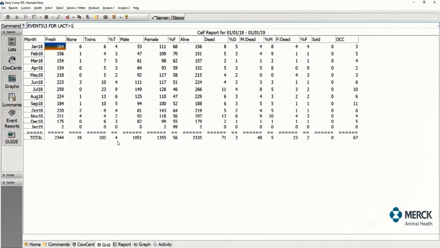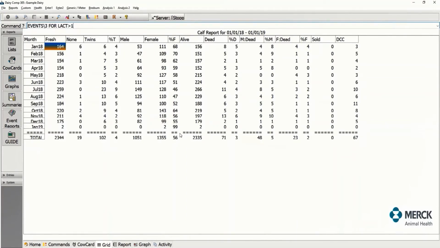Definitely we're going to have some variation across herds, but this is a way for us to understand if that data is being collected. Are we seeing a lot of twinning in the herd or not? And as I already described here, the percentage of females from all the calves being born.